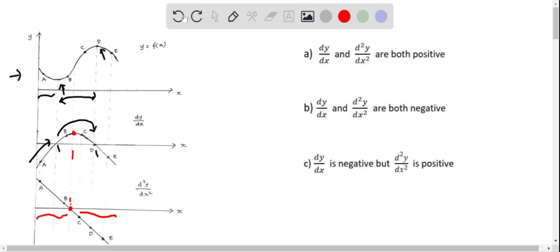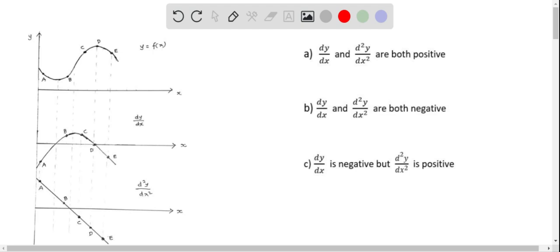So now let me remove all these markings, and I have also marked the corresponding points by just drawing the corresponding vertical lines. Now we can easily say at which points the first derivative as well as the second derivative are positive or negative, or one of them is positive and one of them is negative.